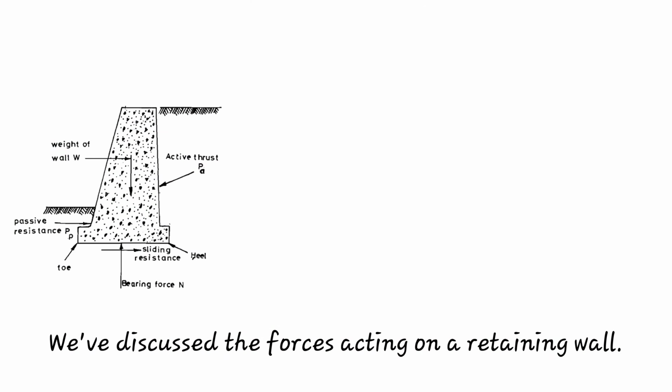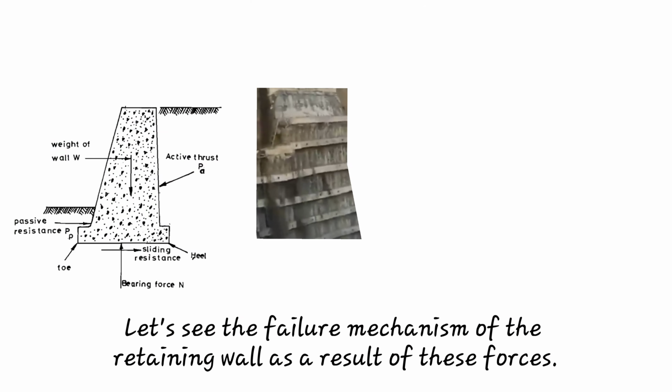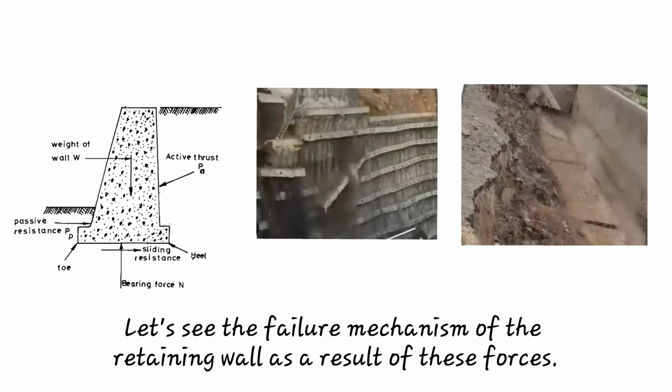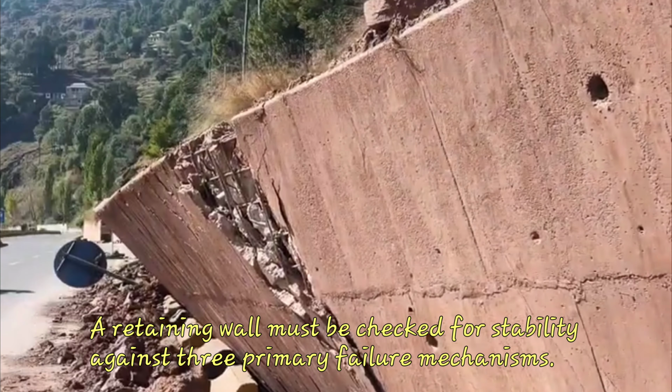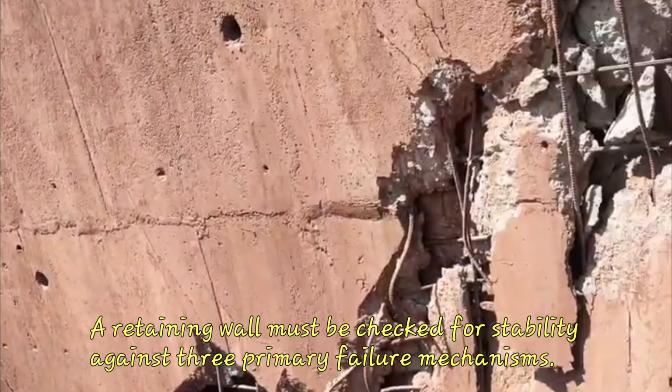We've discussed the forces acting on a retaining wall. Let's see the failure mechanisms of the retaining wall as a result of these forces. A retaining wall must be checked for stability against three primary failure mechanisms.